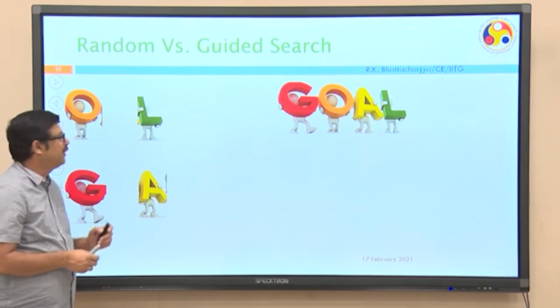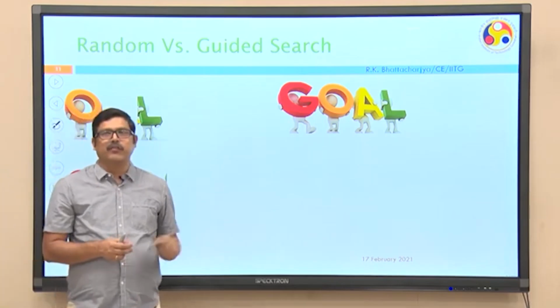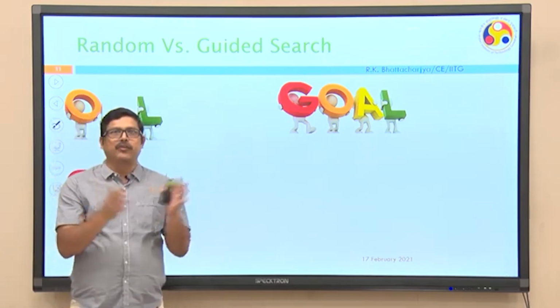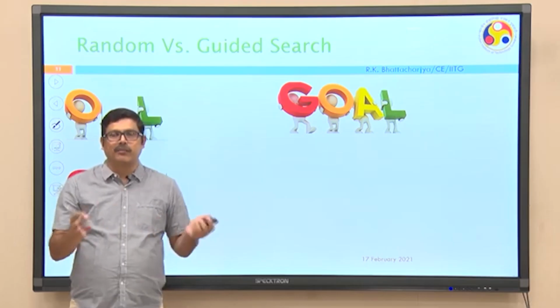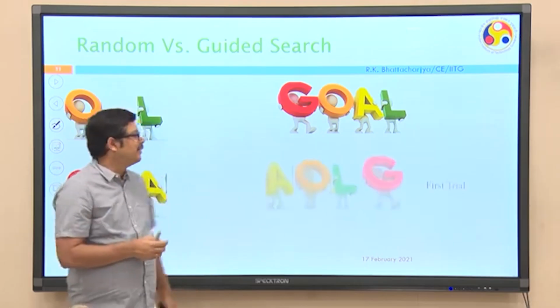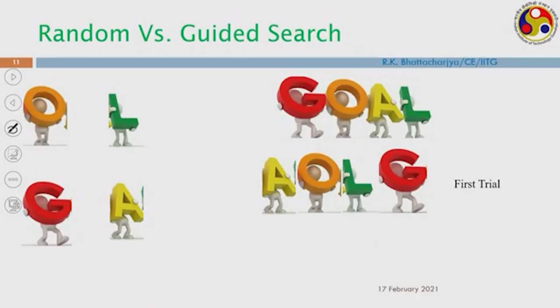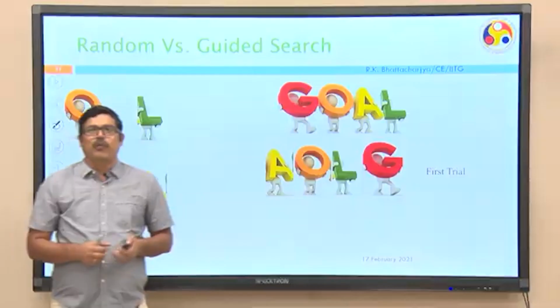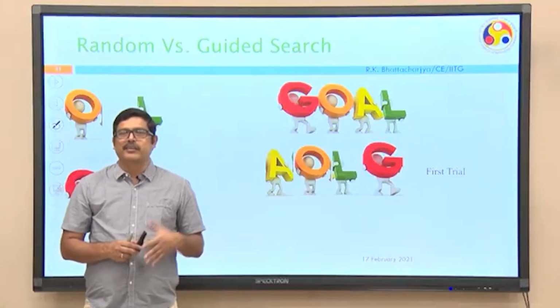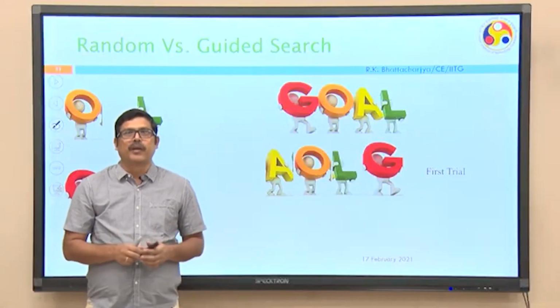So, your objective function is this. The objective is that you try to create this particular word, and the first trial is AOLG. So, this is the first trial, you have arranged something like that. Then what will I say? I will say that this is not the solution. So, I will say no.